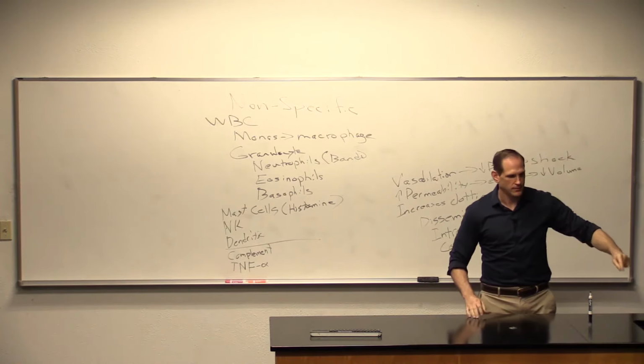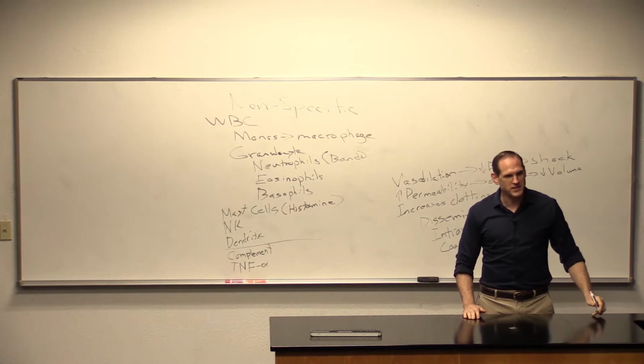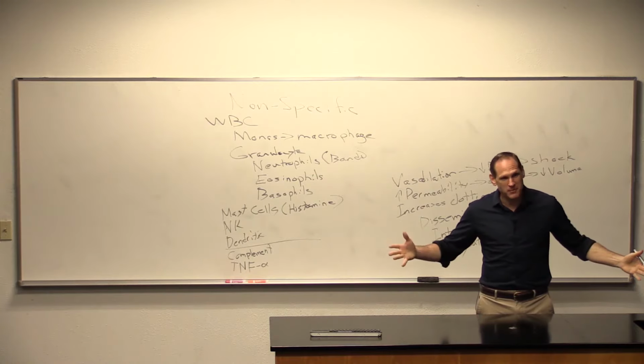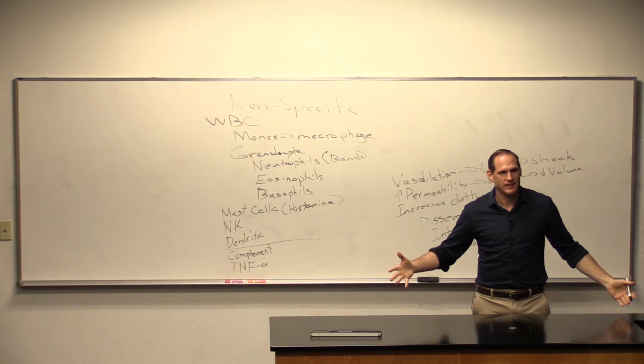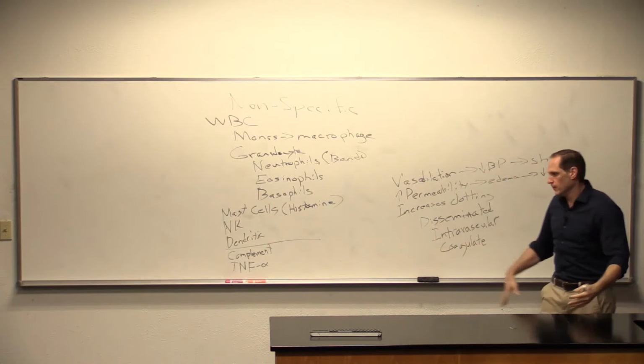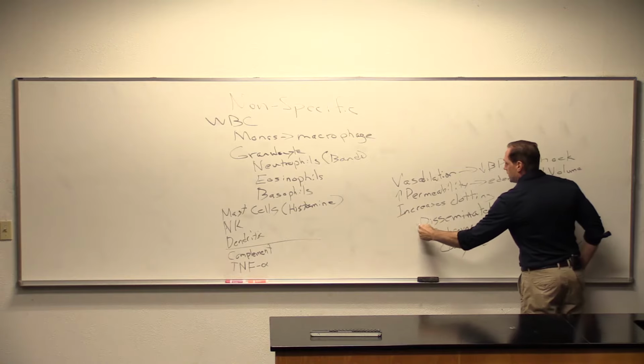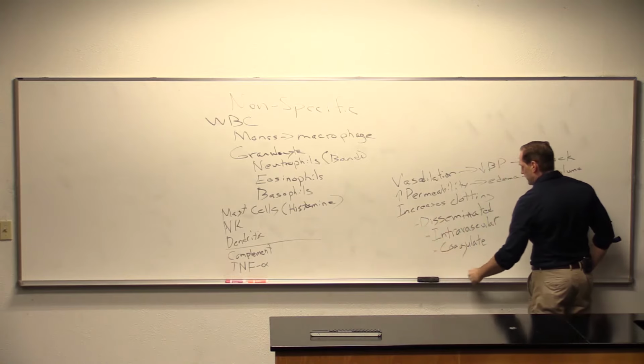Then what happens? No, not yet. Don't kill your patient just yet. What's going to happen before they die? If you can't clot, you bleed. So, patients with DIC bleed to death.